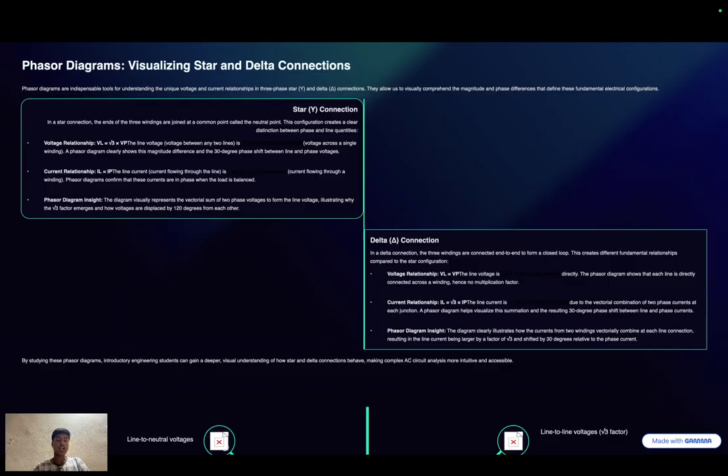Applications of star connection are transmission, distribution, and balancing loads. Applications of delta connection are motors and heavy industrial equipment. So depending on whether we need a neutral, high voltage or high current, we can choose the suitable configuration.